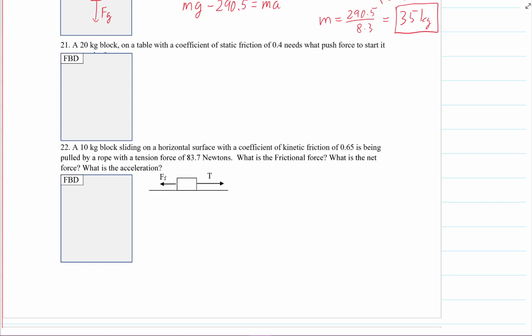Let's begin. So a 20 kilogram block on a table with a coefficient of static friction of 0.4 needs what push to start it? And the word behind there is moving. Start it moving.